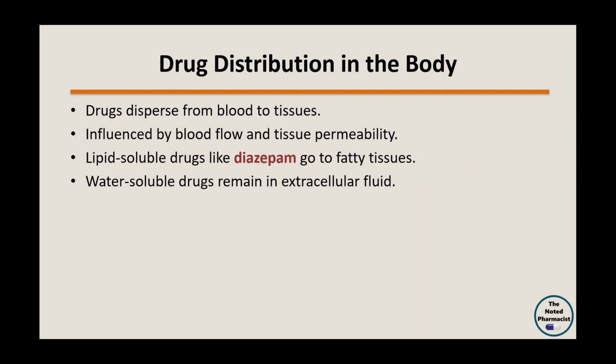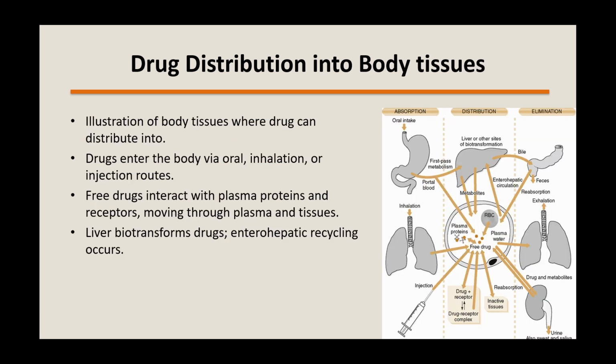Distribution in pharmacokinetics refers to the process by which a drug disperses from the bloodstream into various tissues and fluids within the body. This process is governed by factors such as blood flow, tissue permeability, and the binding of the drug to plasma proteins or tissue components. For example, lipid-soluble drugs like diazepam tend to accumulate in fatty tissues, whereas water-soluble drugs like gentamicin remain primarily in the extracellular fluid.